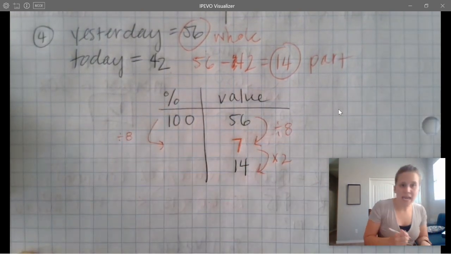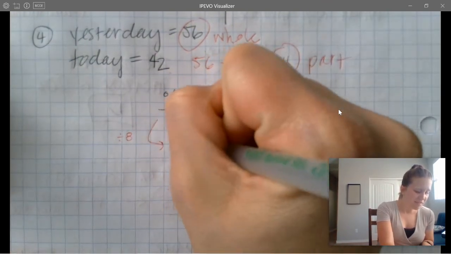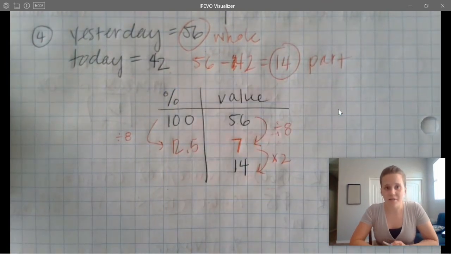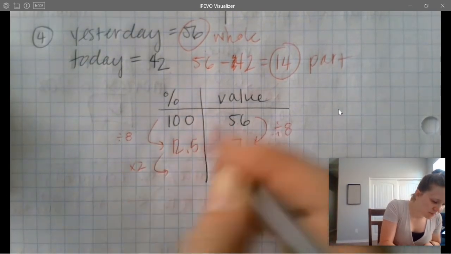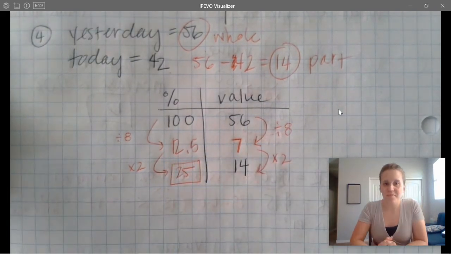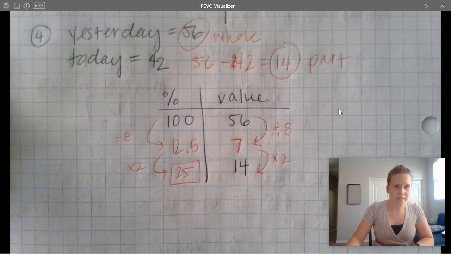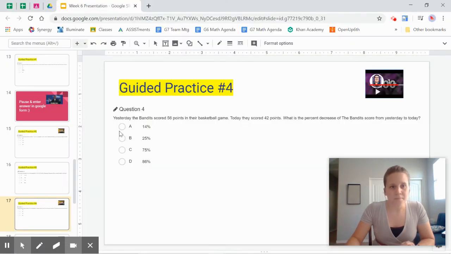100 divided by 8. When you use your calculator here, I happen to know that it's 12.5, but it's okay to use your calculator there. And then times 2 is 25. Wow, so the percent decrease in points scored was 25%. Let's go ahead and answer that question. Yep, B.